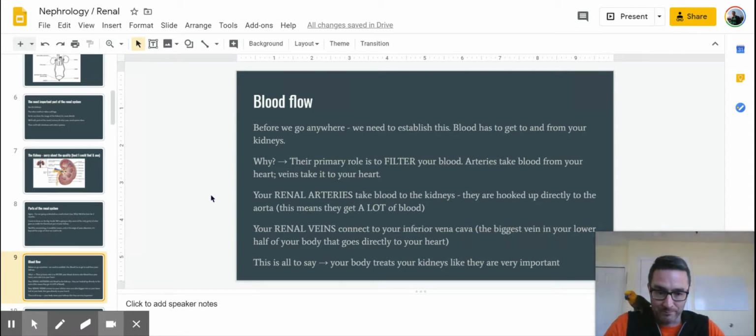And we didn't go over veins in insane detail, but the inferior vena cava is the main vein that drains the lower half of your body and brings blood back to your heart, to your right atrium. So your kidneys drain directly into the biggest vein in the lower half of your body. So this is all a way of saying, and your body's way of saying, that your kidneys are really, really important. They need to see a lot of blood flow, and they need to get blood directly back into the heart to reestablish their blood into circulation.